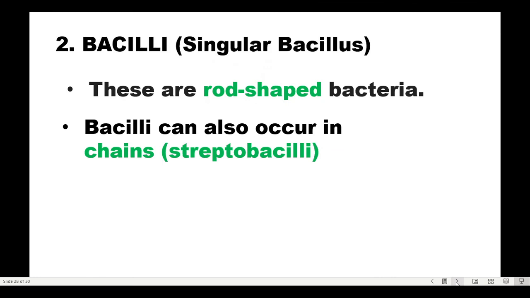Pag bacilli naman, plural yon, single bacillus. Ang shape naman nito ay rod. Okay? Pwede din silang mag-occur in chains. Tatawagin silang streptobacilli. Okay? Kasi nga, pag strepto, it means chain.